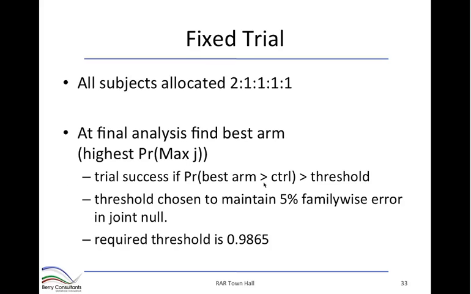I'm going to compare this to a fixed, non-adaptive trial, where all the subjects are allocated 2 to 1 to 1 to 1 to 1 through the whole study. And again, the final analysis is going to be the same. I find the best arm. I try to maintain 5% type 1 error.